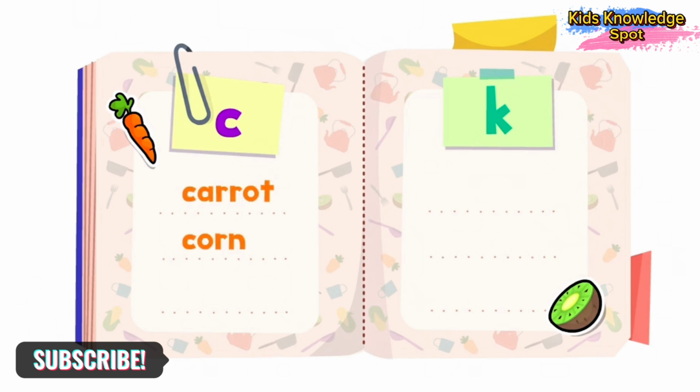Carrot, corn, and cup all use the letter C to make the k sound. Kettle, kiwi, and sky all use the letter K to make the k sound.